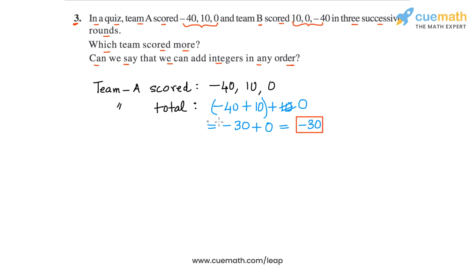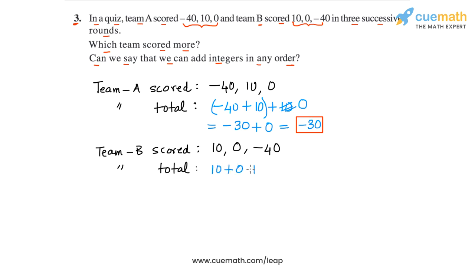Similarly, team B scored 10, 0 and minus 40 in 3 successive rounds. So let's write this information also. Team B scored the scores 10, 0 and minus 40. So the total score of team B will be the sum of these 3 integers. So it will be 10 plus 0 plus minus 40.